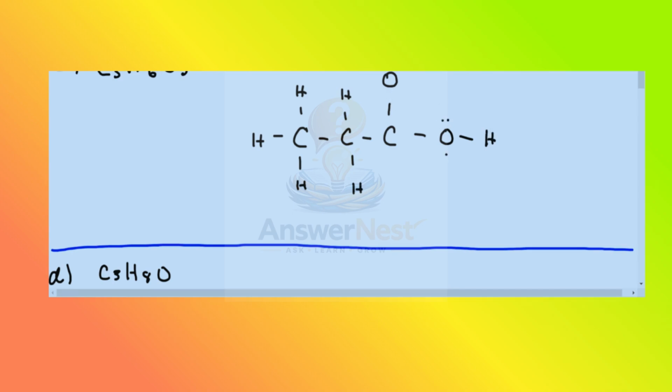And I'll fill out this oxygen's octet, and that leaves me with this carbon right here, and I'm going to need to fill out its octet by making this a double bond, and then adding 2 lone pairs of electrons on this oxygen. So this gives me a carboxylic acid, or just propanoic acid, since there are 3 carbons.